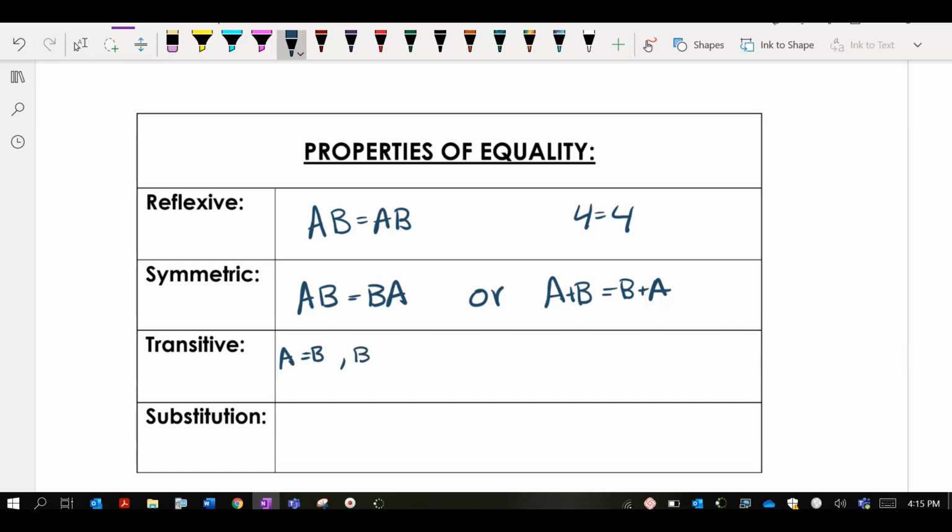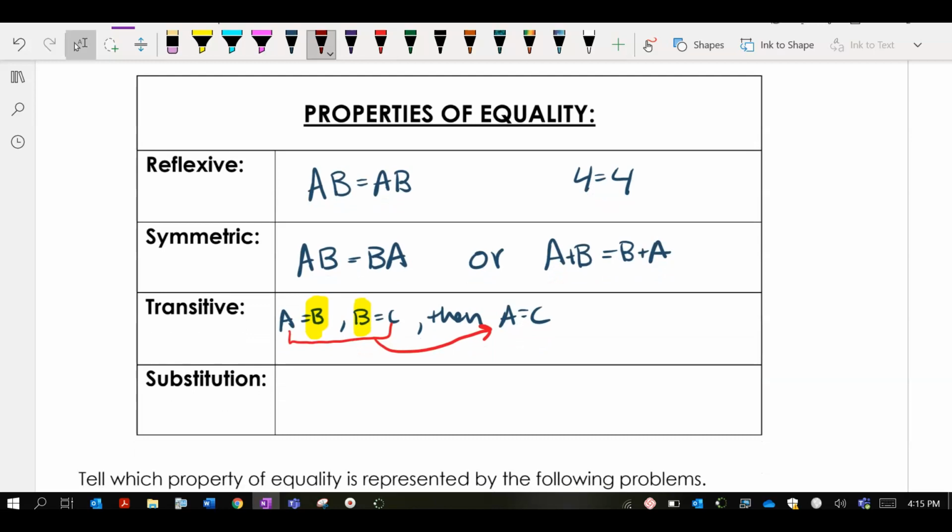And then we also know B equals C. So then I can say that A equals C. Notice here, B and B, they're both equal to A and C. So then if I have these two are equal, I can then make another equal statement over here.